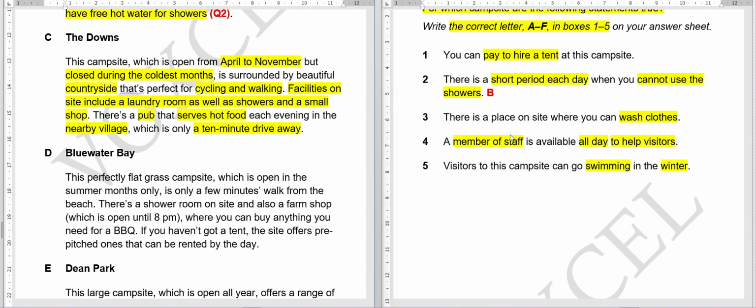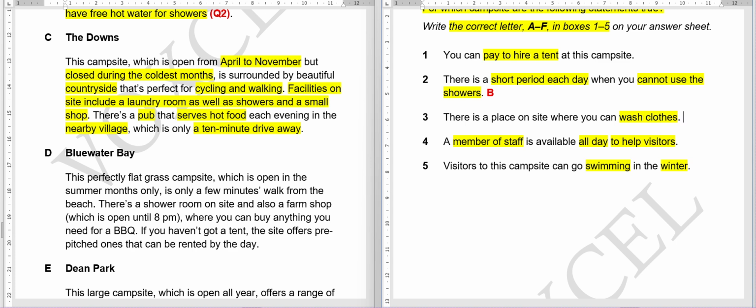Time's up. So let's read the questions together. First, pay to hire a tent. Is there any mention of paying to hire a tent? Nope. Second, we have done already. Third, there is a place to wash clothes. Is there any mention of a place to wash clothes? Yes, there is. So this is our answer.